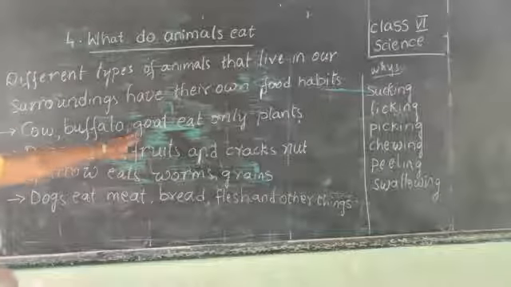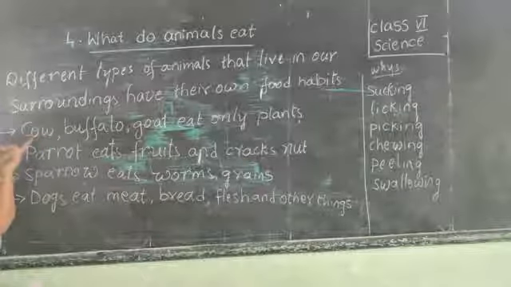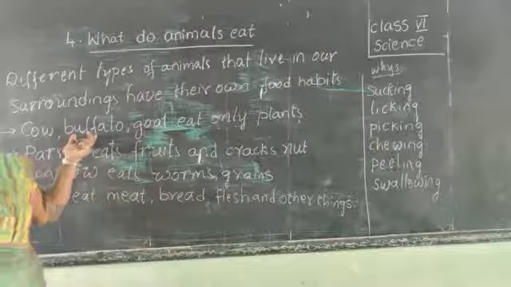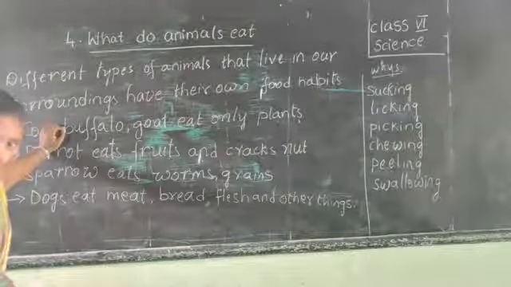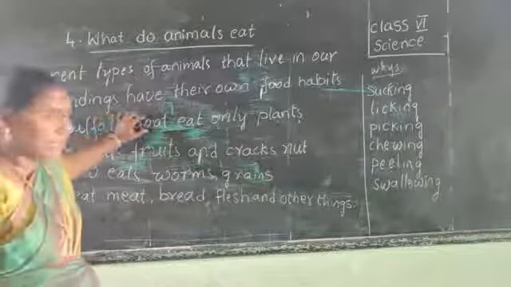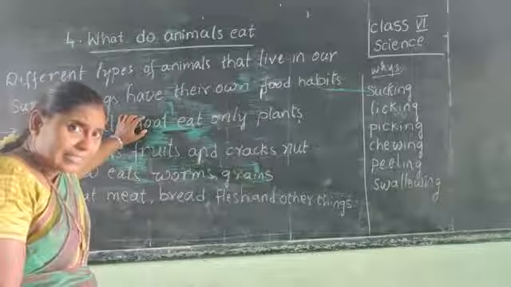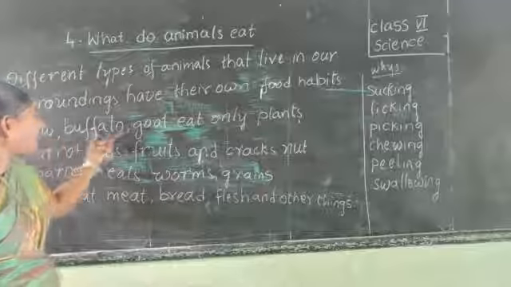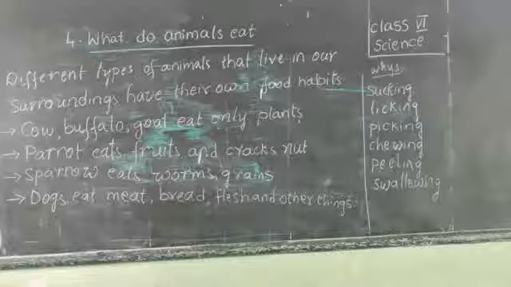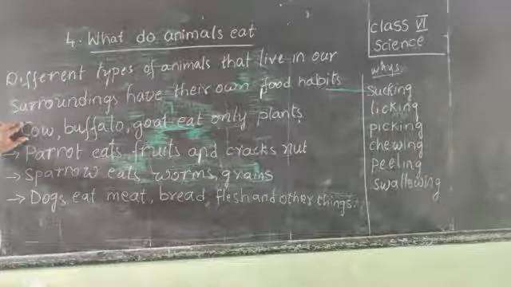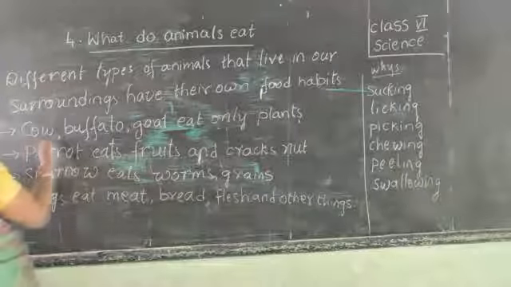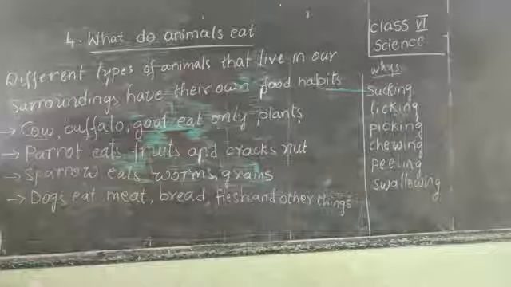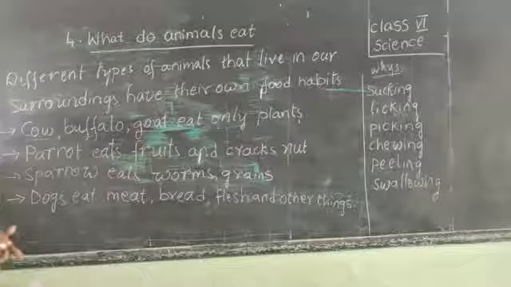Cow, buffalo, goat. What does the cow eat? Cow eats grass, that is green grass, dry grass and the plants. Buffalo eats green grass, dry grass and the plants. Next one, goat. Goat eats green grass and plants. For all these animals, their food habits are the same. Is it clear? Cow, buffalo and goat eat plants and grass. They have common food habits.